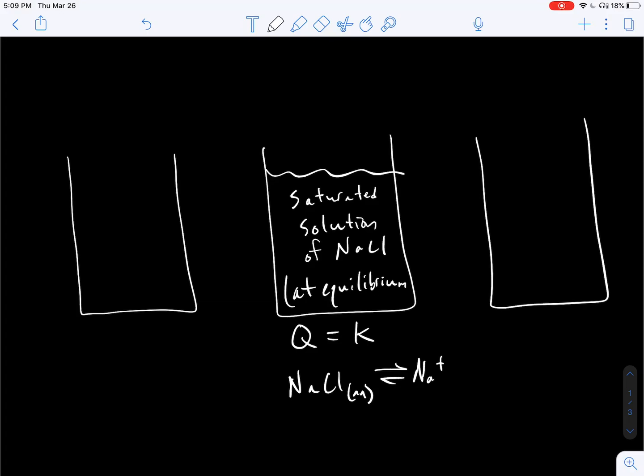Na plus, Cl minus. The rate at which the aqueous and solid. This is solid. There we go. This has reached K. There's a certain quantity of solid and a certain quantity of aqueous. So NaCl is forming precipitate and ions at the same rate. That's the definition of equilibrium.